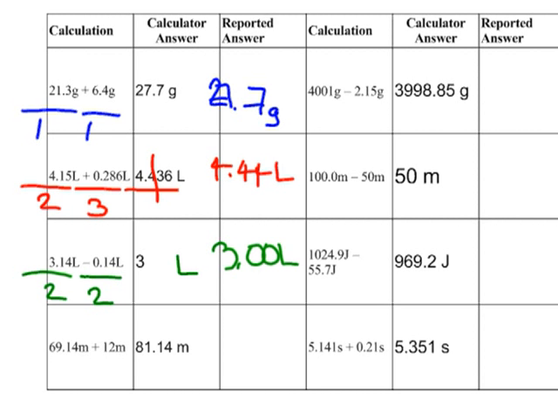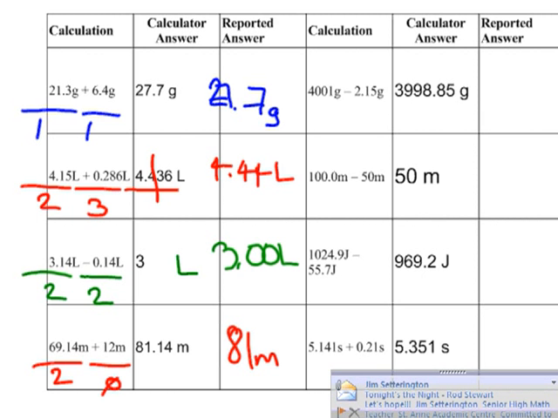My next example is 69.14 meters plus 12 meters. Two digits after the decimal place, no digits after the decimal place. My calculator shows 81.14. My final answer that I'm going to record would be just 81 meters because the number 12 does not have a decimal placeholder.